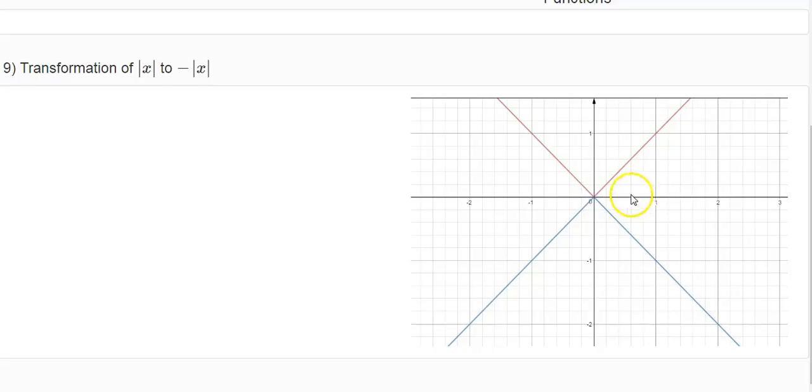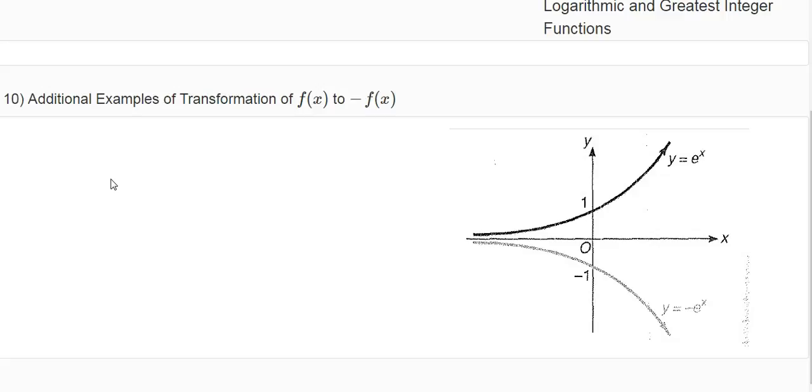Now rather than remembering, if you just keep this graph in mind and say that whenever, in this case, all the values were positive and now the value of y has become negative, so we will be taking the mirror image along the x-axis, then it is easier to remember. Now another example of the same kind of transformation from f(x) to minus f(x).